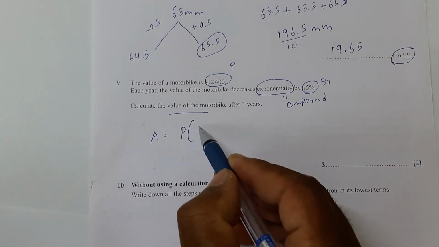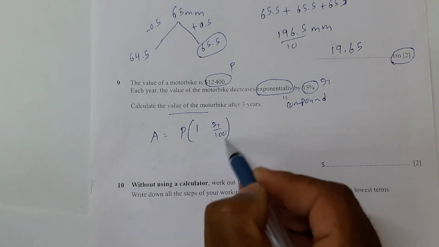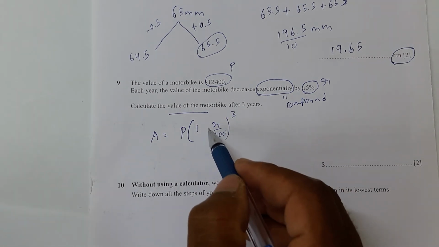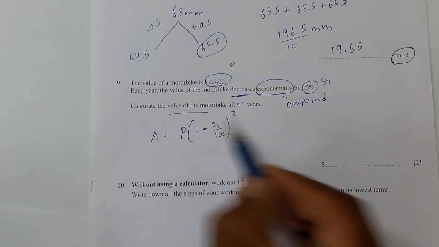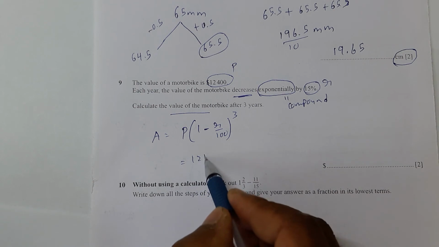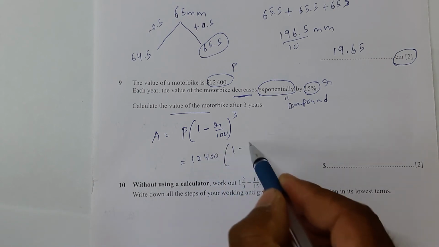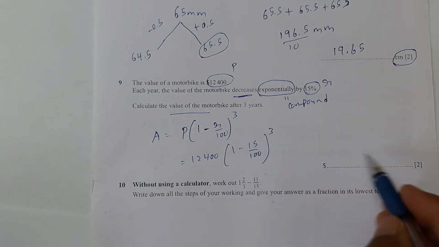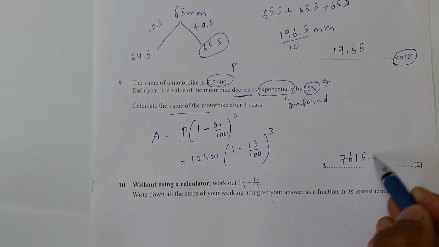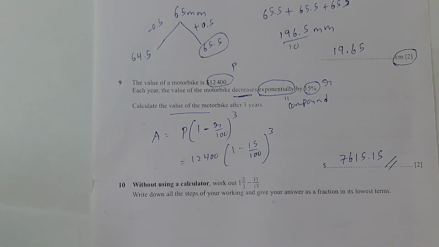So amount equal to P into 1 plus R by 100 power 3. If the value is increasing, plus, but here the value is decreasing, so you need to place a minus sign. So that is equal to $12,400 into 1 minus 15 by 100 power 3. Place this in the calculator, you get 7615.15. Did you understand? Decreasing, so we go with the negative sign. Had it been increasing, positive sign. Exponentially word is a hint, you should use compound interest.